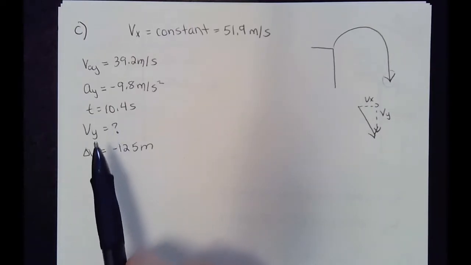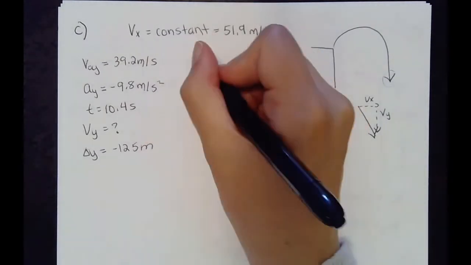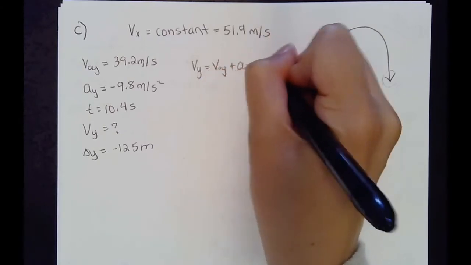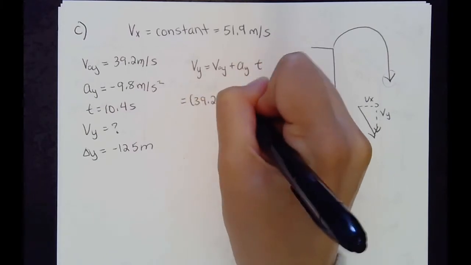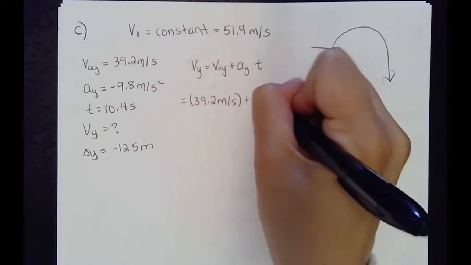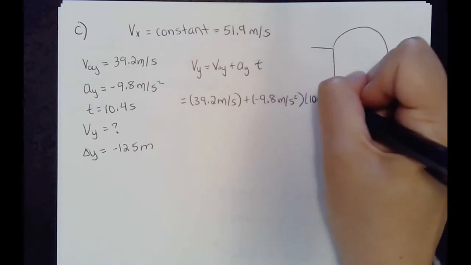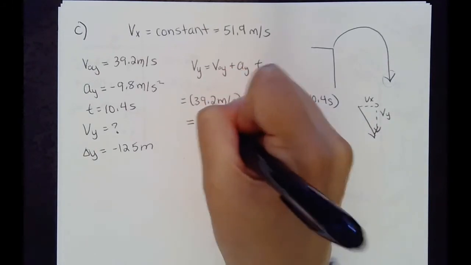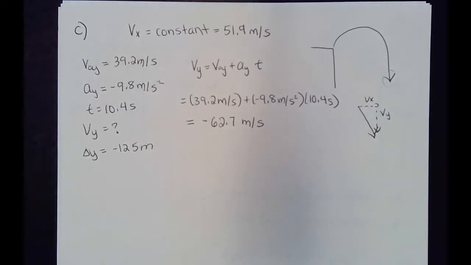So we have all of this information in the y direction, so you really can choose any equation with vy. I'll use the first one, vy equals v naught y plus ay times t. So we have 39.2 meters per second plus negative 9.8 meters per second squared times 10.4 seconds, which gives me negative 62.7 meters per second. So that's the y component just before it would hit the ground.